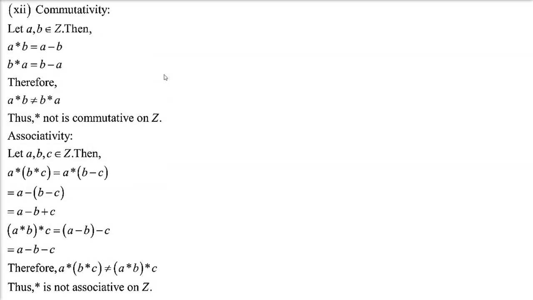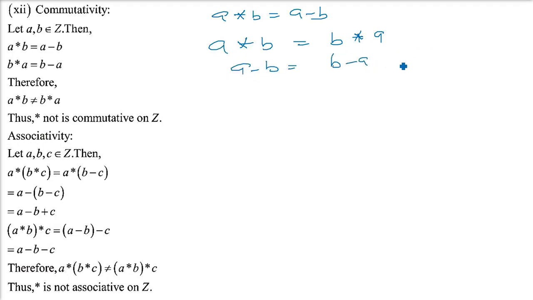Now the 12th one. Star on Z, A star B equals A minus B. Since we have already done this in the third part, you can just refer to it, or I'll just do it here. A star B is A minus B, B star A is B minus A. So this is not commutative. It's quite clear. As I'm saying, the third part question was previously on Q, now it is on Z, but still the result doesn't change.